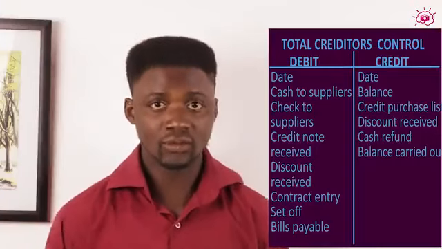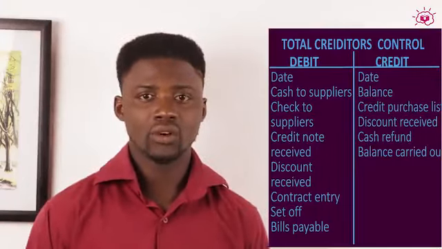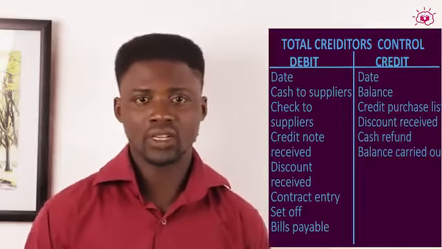Then on the credit side, you have January balance brought down. You also have your credit purchases, you have your discounts received, and then you have your cash refunds. Now from there you get your balance carried down.